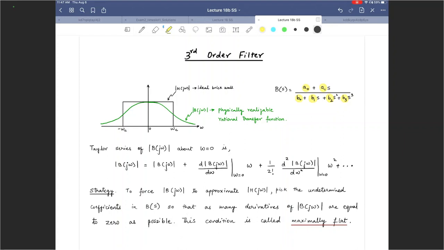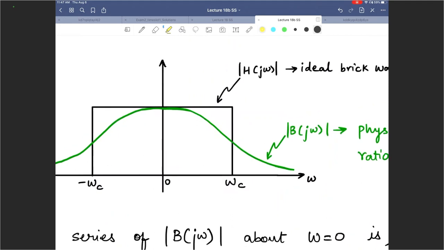such that I achieve two conditions. One is maximally flat behavior. What does that mean? That means that I want this to be as flat as possible. The green guy should be closer to the black guy in the pass band. It should be as flat as possible in the pass band.